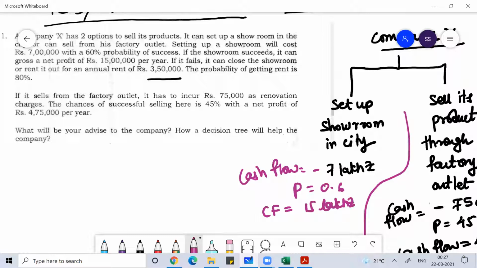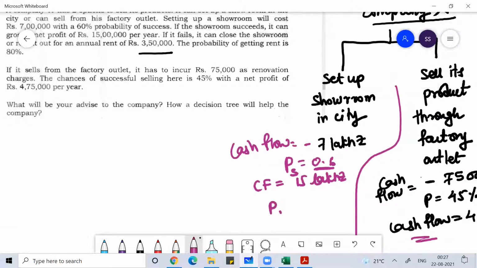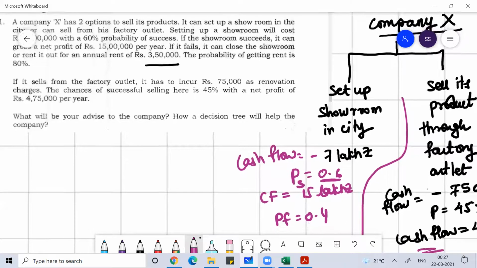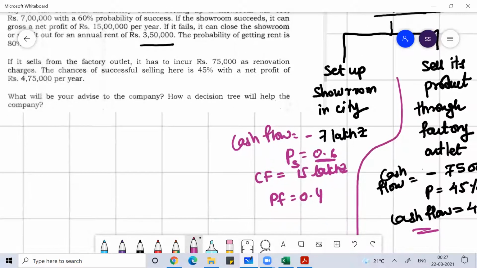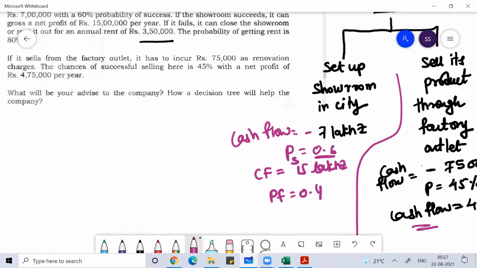When he fails, 60% is the chance he'll get success, and 40% is the probability that he can fail. In case he fails, he can close down the showroom, in which case he'll get nothing, or he can give it on rent. If he fails, he has only one option, to go for the rent, and the cash inflow he generates will be 3.5 lakh rupees.